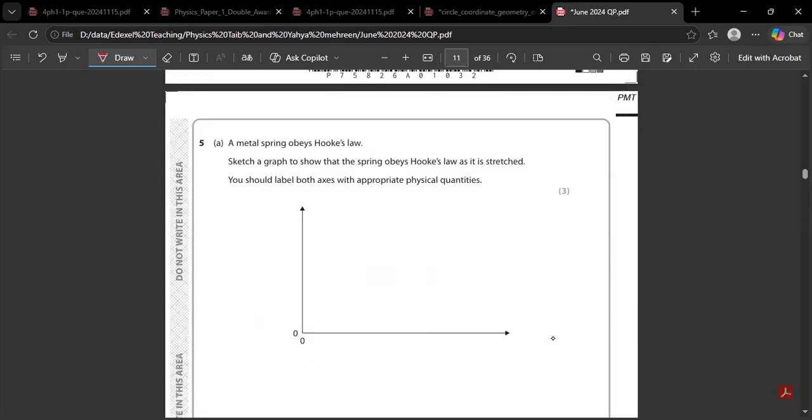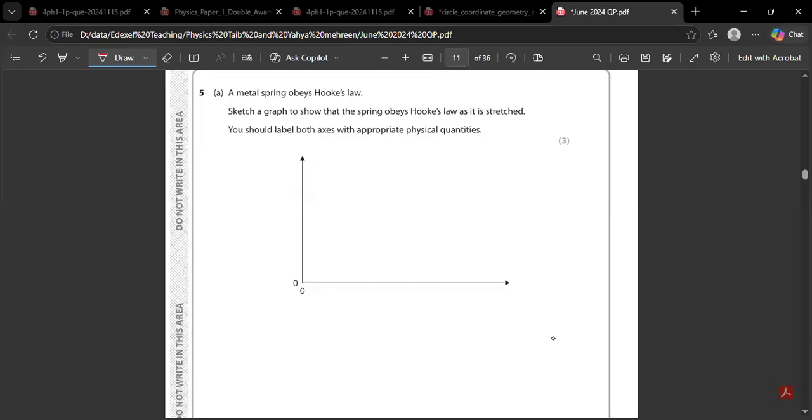Now here we have the question related to Hooke's law. A metal spring obeys Hooke's law. Sketch a graph to show that a spring obeys Hooke's law as it is stretched. You should label both axes with the appropriate physical quantities. All right, so if you recall Hooke's law, we always talk about proportionality, right? And if two things are proportional to each other, it should start from zero, right? So how can we sketch the graph? Any idea how can we sketch?